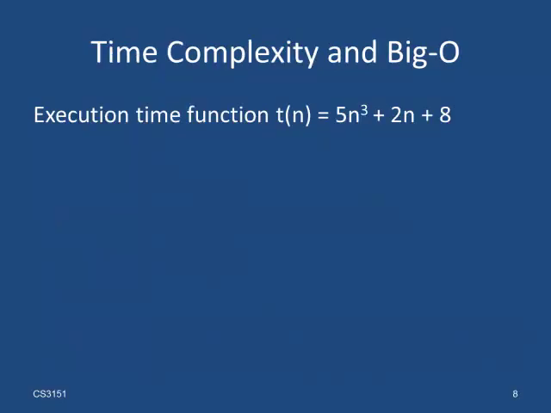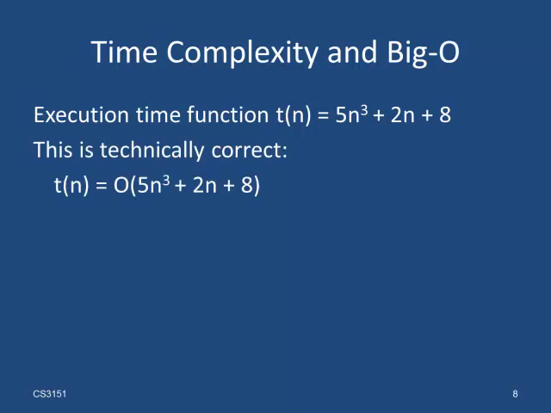So in future, we will express the time complexity of an algorithm in terms of the big-O notation of its execution time function. Let's assume you determine the execution time function of an algorithm to be t of n equal to 5n cubed plus 2n plus 8. Now it's always correct that a function t of n is O of t of n. So the algorithm has a complexity of O of 5n cubed plus 2n plus 8. Applying the previous properties of big-O, it also holds that t of n is O of n cubed. So we can also say that our hypothetical algorithm is O of n cubed.